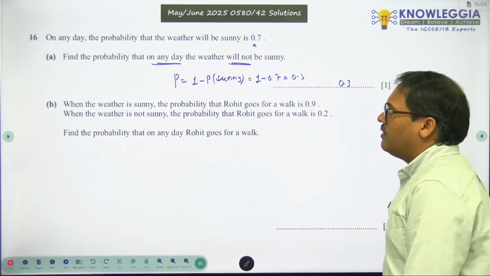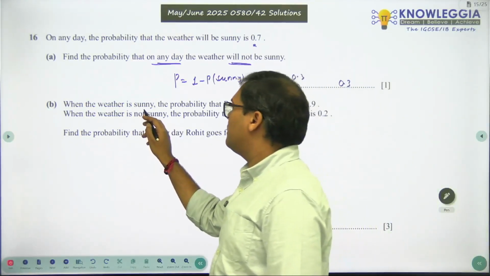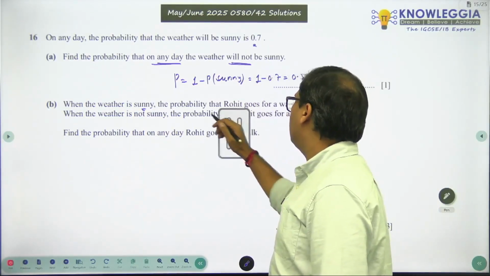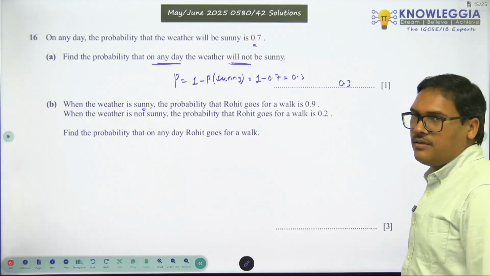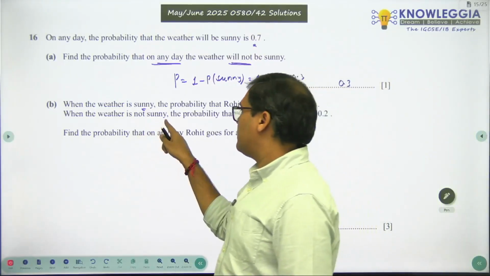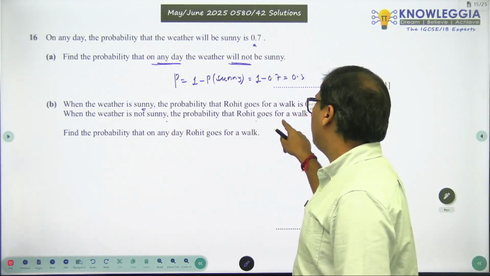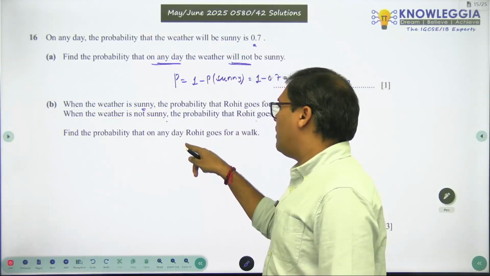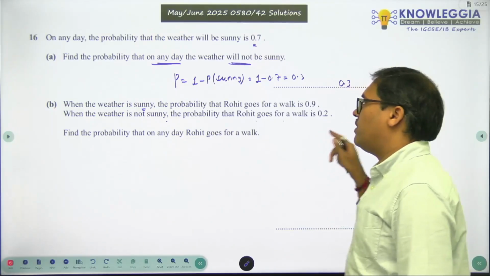0.3. Okay. When the weather is sunny, the probability that Rohit goes for a walk is 0.9. And when the weather is not sunny, the probability that Rohit goes for a walk is 0.2. Find the probability that on any day Rohit goes for a walk.